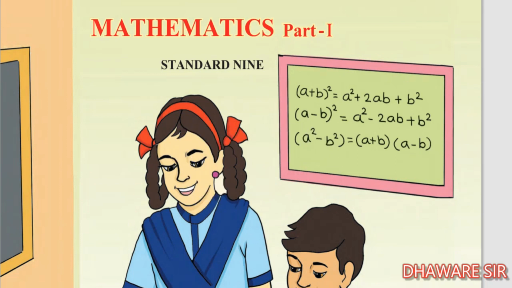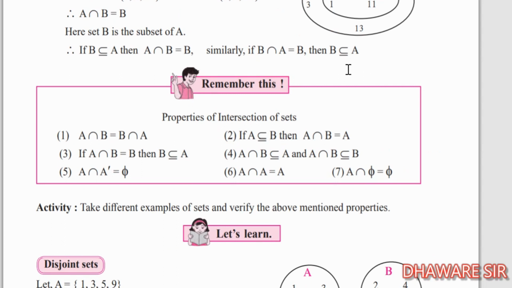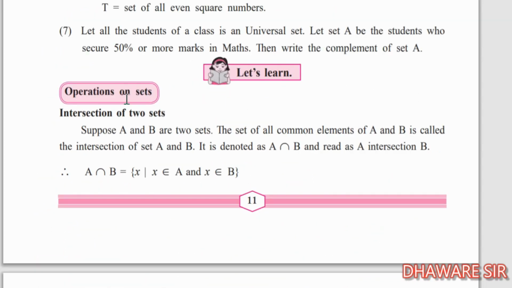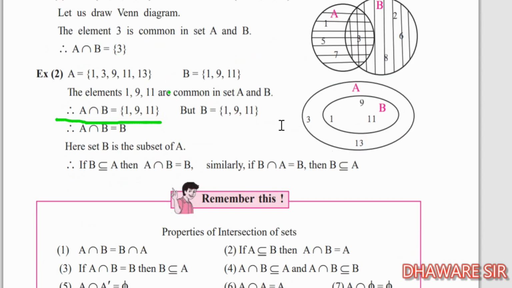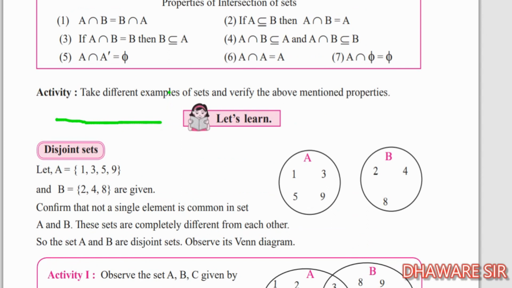We are going to exercise 1.4. For this exercise, we have seen 1.3 in the previous lesson. Now we are going to learn about the operations on sets. The first type of operation on sets is the intersection of two sets. What is the intersection of two sets and how can we write it? We are going to learn about this. Then the disjoint set: what is a disjoint set and how can we present it? We will learn about it.